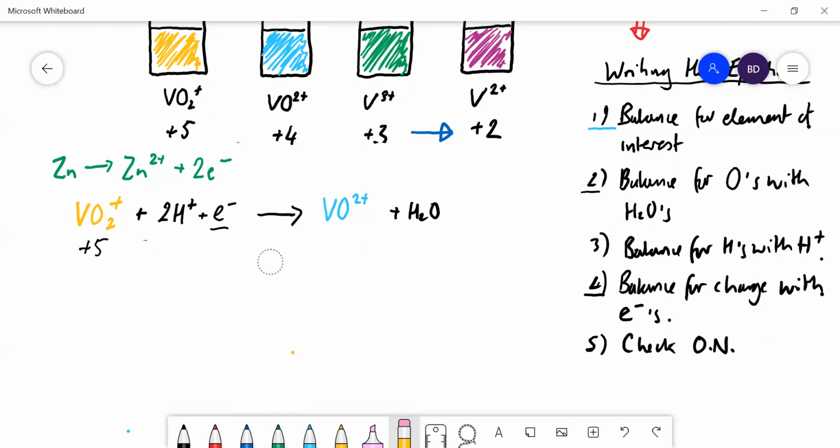That's fine. The next step then is to reduce this blue vanadium ion, VO2+, and that's going to go to the green V3+.